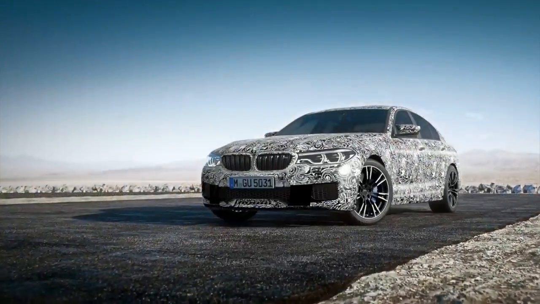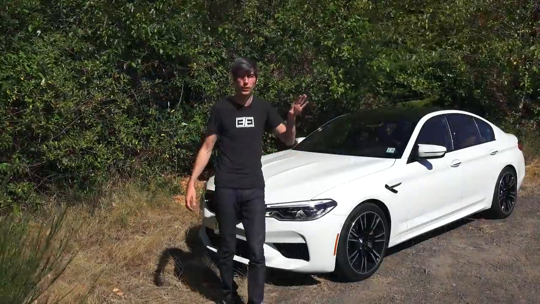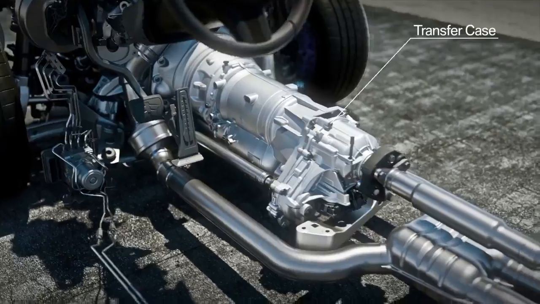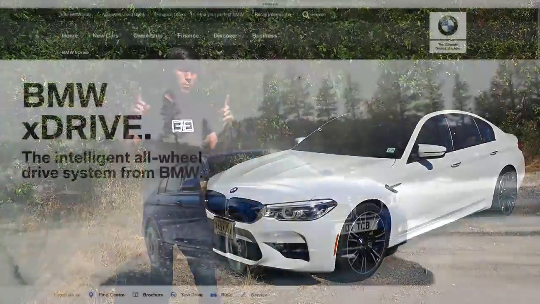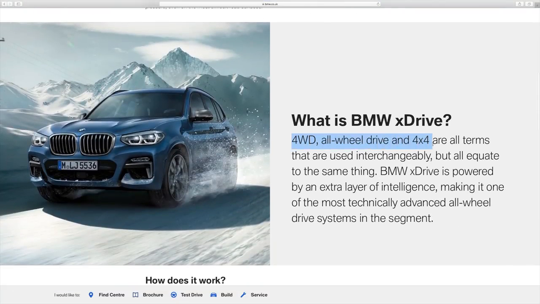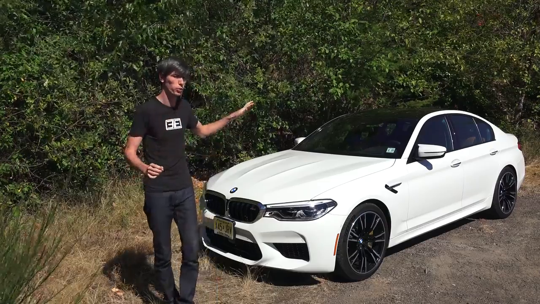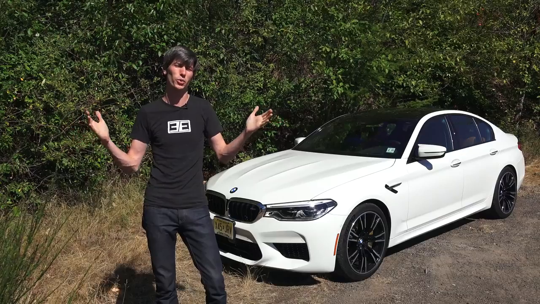And beside me is the BMW M5, which actually has four-wheel drive, which is very rare for a car. Usually cars will have all-wheel drive, but usually you don't see four-wheel drive unless it's in perhaps a truck or an SUV. Now, BMW's UK website actually says that four-wheel drive and all-wheel drive and 4x4 all mean the exact same thing. So perhaps this is all just marketing terms. But I think there are what are considered traditional differences between a four-wheel drive system and an all-wheel drive system. And so that's what we're going to get into in this video.